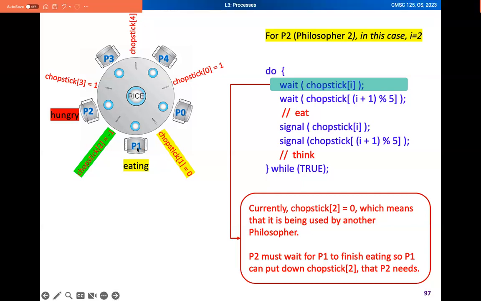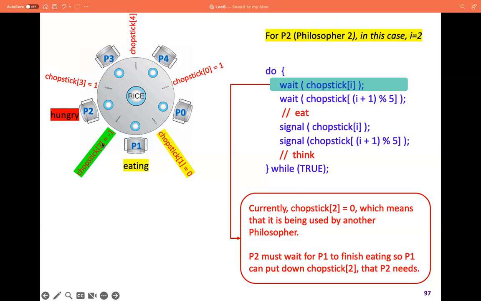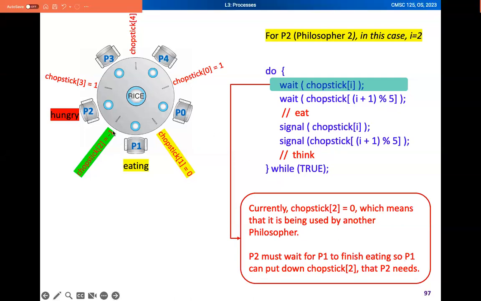And you know that P1 is already eating and is using that chopstick of 2. That means that P2 must wait for P1 to finish eating so P1 can put down the chopstick of 2 that P2 needs. Since this is a semaphore, we basically just reduce its value, indicating that it's waiting.